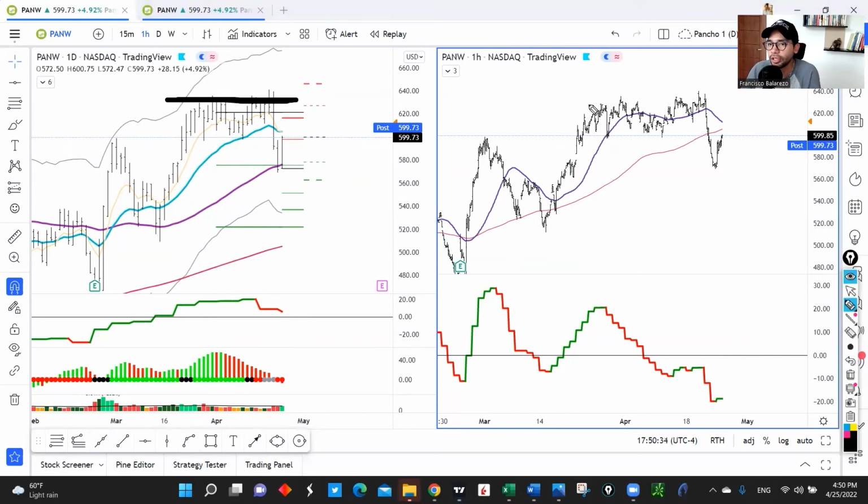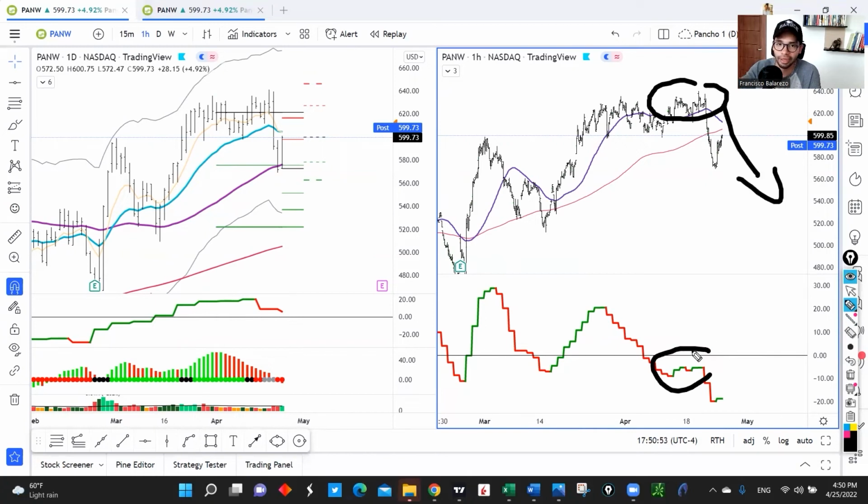And look at this. Look at the hourly, right? PANW was trading sideways, but what was the Moxie doing? The Moxie was trending lower. And then, of course, the Moxie finally broke out below zero. And as soon as the price was above that 50 hourly, it should not be there when the Moxie is below zero, right? And that's exactly what happened. And then price got rejected hard to the downside.